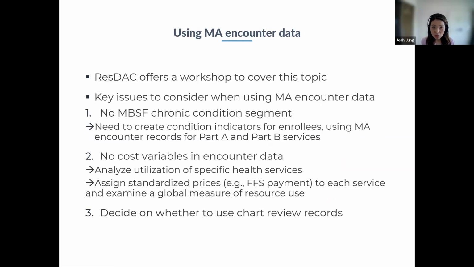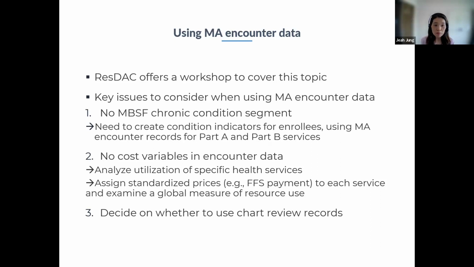Just one comment on using MA encounter data: ResDAC offers a separate workshop to cover this topic. I think one is scheduled in the coming July, I believe. So I encourage you to take that workshop if you are interested in using MA encounter data. But just a couple of issues that you have to consider when you use MA encounter data.